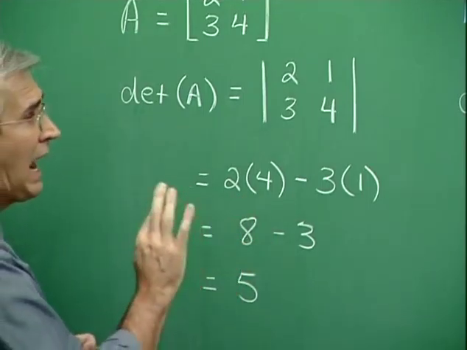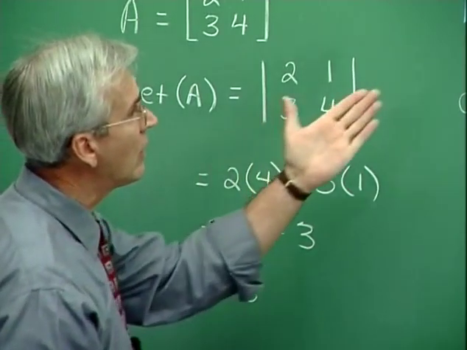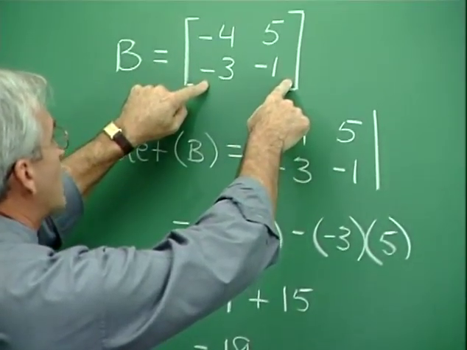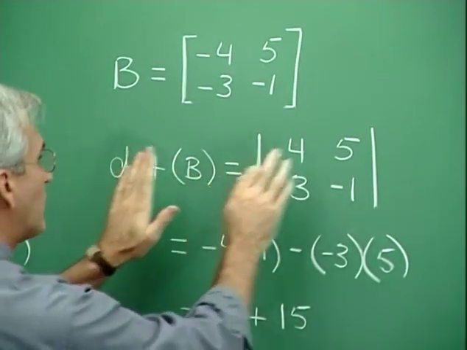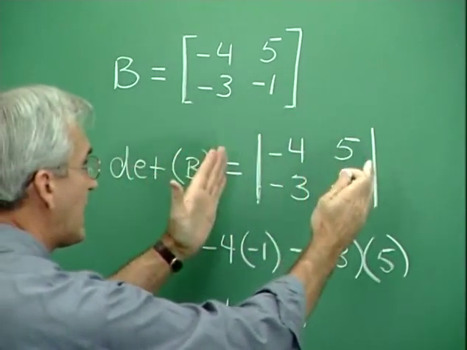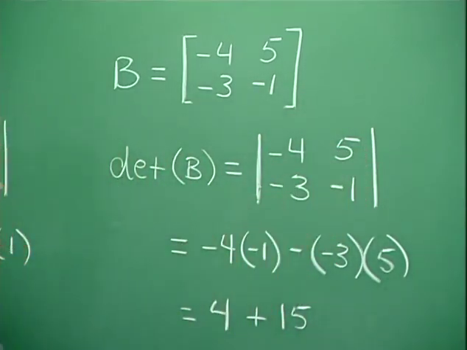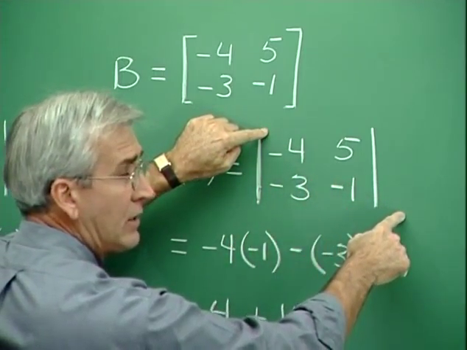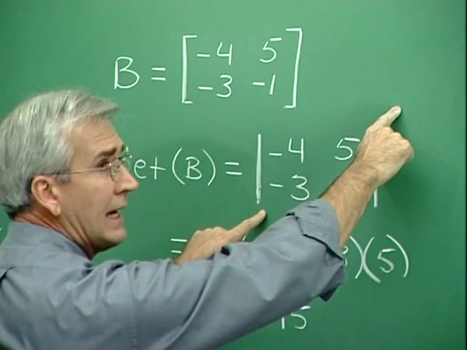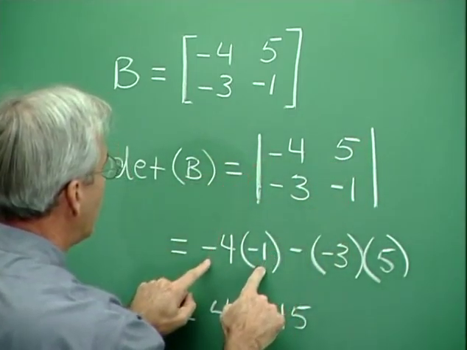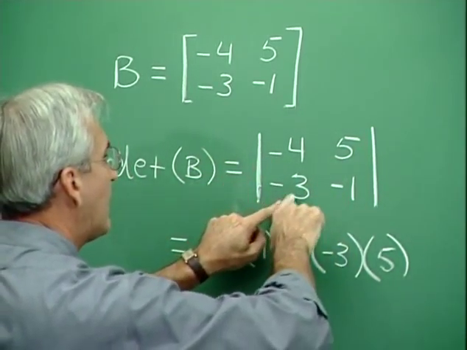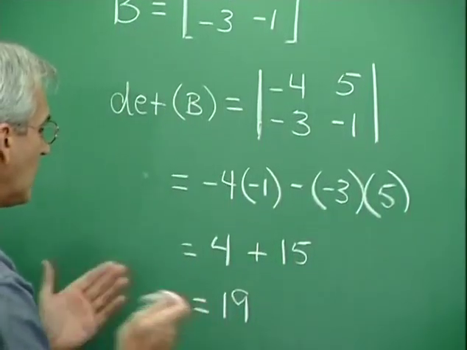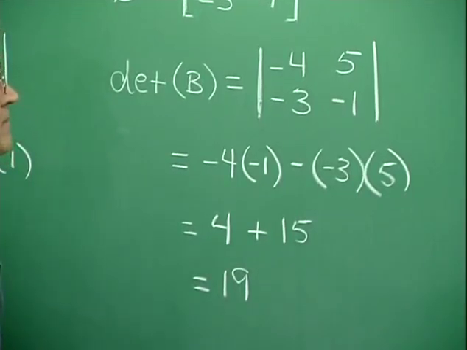Let's concentrate now on how to make the calculation. All right, another little 2 by 2 matrix. Here's matrix B, and here are the entries for the matrix, and here's the notation for the calculation of determinant. It's one of these or the other. We don't have to use both. But the calculation is made by multiplying along this diagonal and then subtracting the product along the other diagonal. So it's negative 4 times negative 1 minus negative 3 times 5. Just write down what you're doing and then simplify carefully. We find the determinant to be 19.